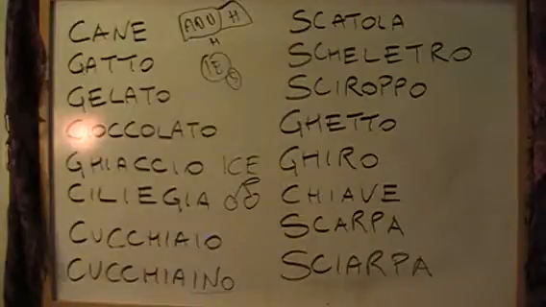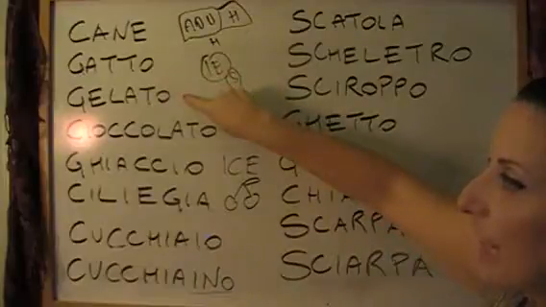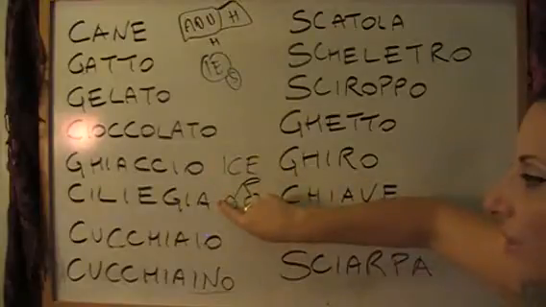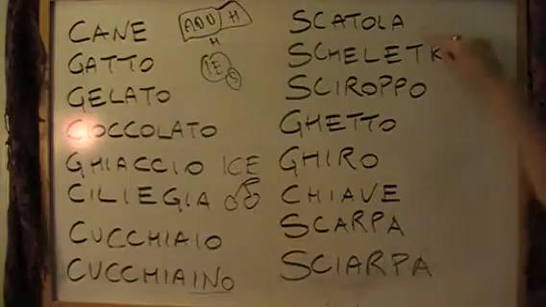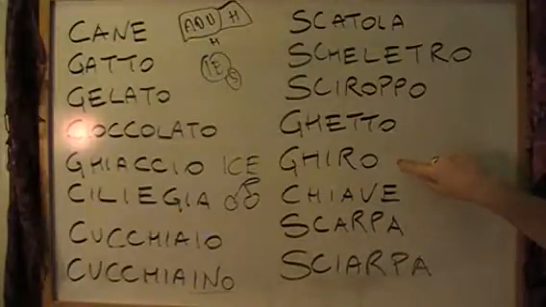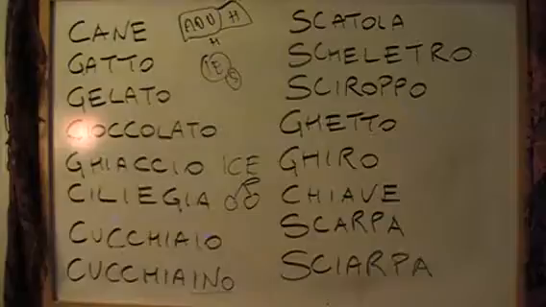Stop, try to read them, and then start again at this point and listen to my pronunciation. Cane, gatto, gelato, cioccolato, ghiaccio, ciliegia, cucchiaio, cucchiaino, scatola, scheletro, sciroppo, ghetto, ghiro, chiave, scarpa, sciarpa.